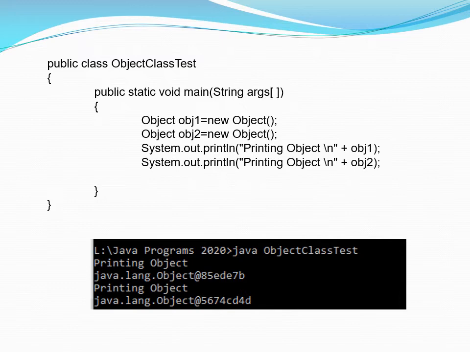So this is what happens when you try to print an object as a string. The default implementation of the toString method gets executed, so you get something like this. Just note that both the objects have different memory locations. That's why they have different hash values. If they were referring to the same object, they would have the same hash value.